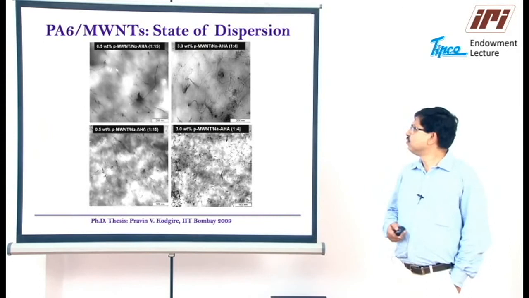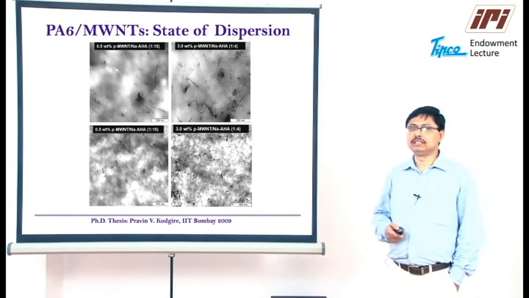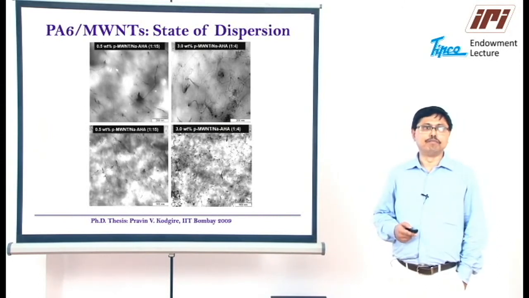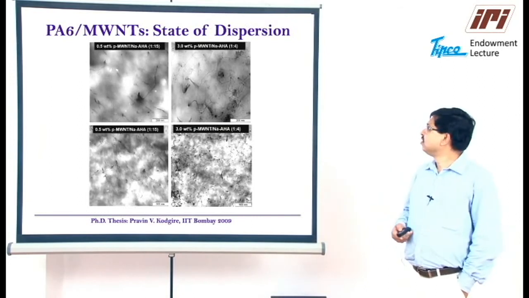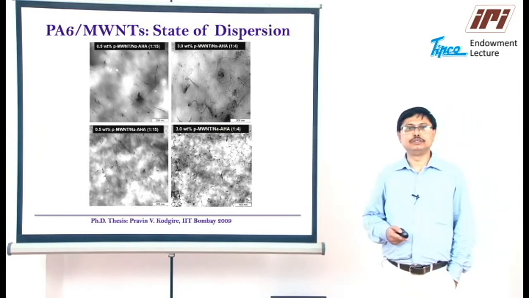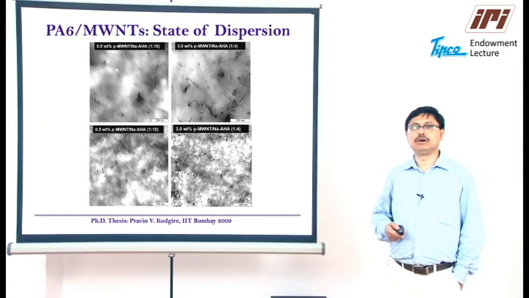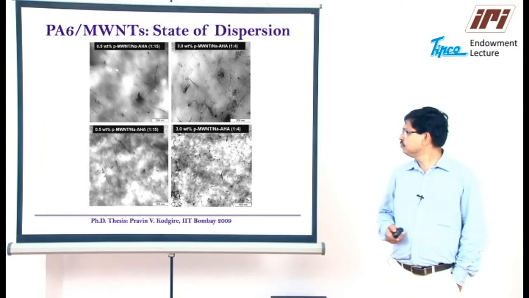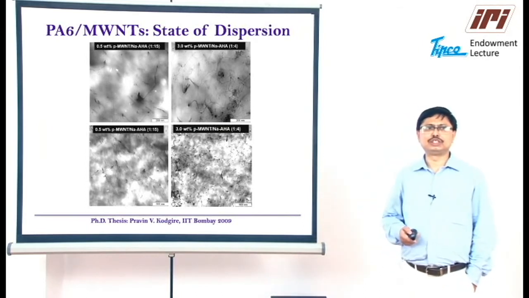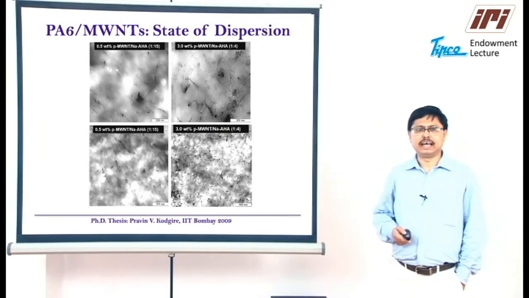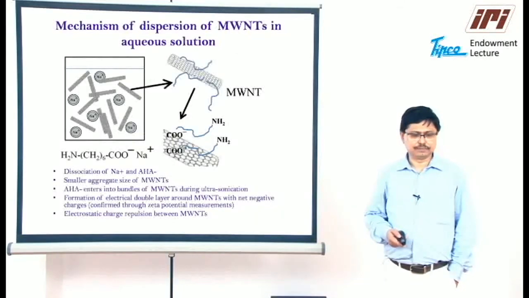Here, in this particular case, 0.5% multi-wall carbon nanotubes modified at a ratio of 1:15 with NaHA are shown alongside 3% multi-wall carbon nanotubes with a mixture of 1:4 NaHA ratio, which shows that aggregates are there, but the nanotubes are dispersed as more individual nanotubes in this composite material.